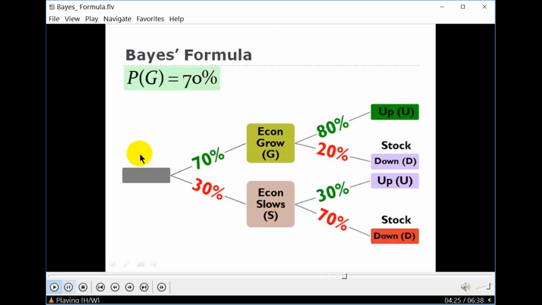So the unconditional probability, imagine we're sitting out here in front before anything happens. What is the probability that the economy will grow? That's an unconditional probability of 70%. It doesn't depend on anything.